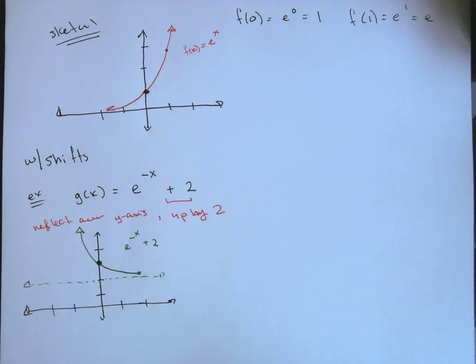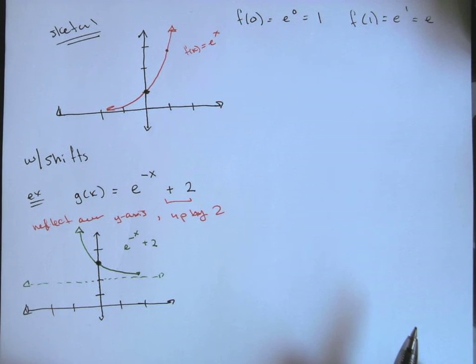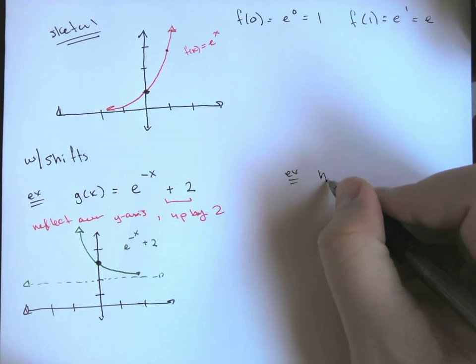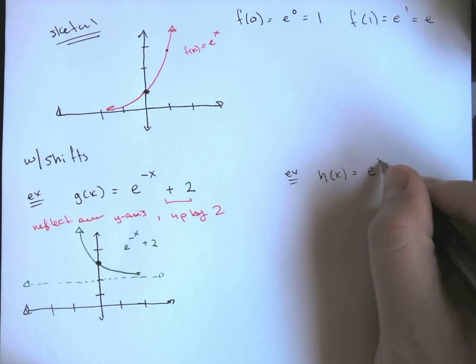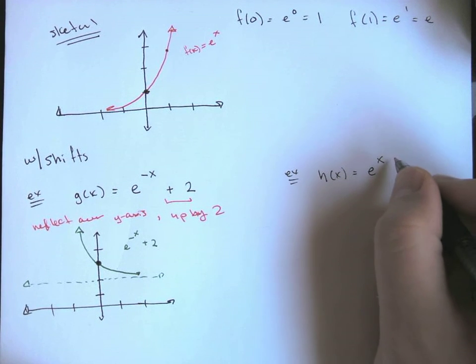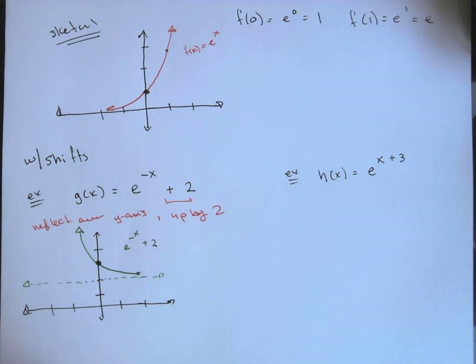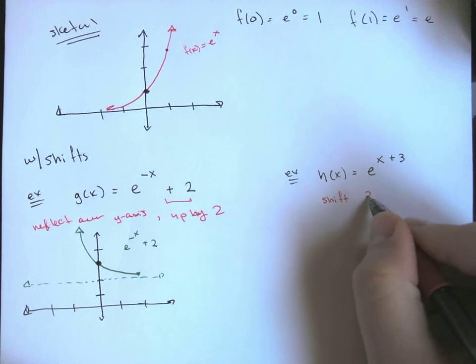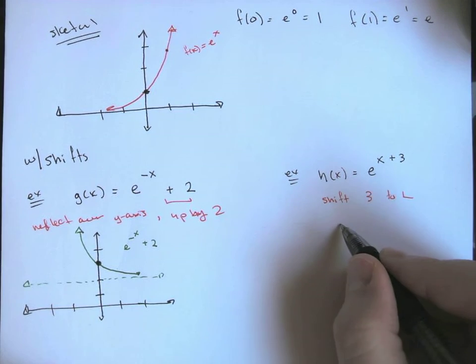That's the basics of it, right? We could do a little left-right action as well if we wanted to. So let's say example h is e to the x plus 3, something like that. Pretty fast. All that's going to do is shift us 3 to the left. We're not going up and down. We're not doing any reflections here.